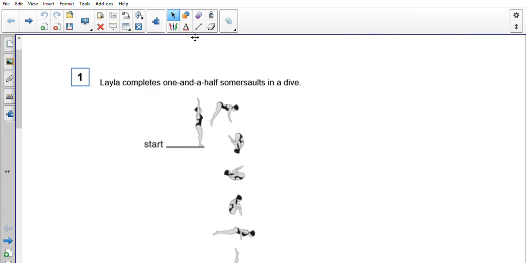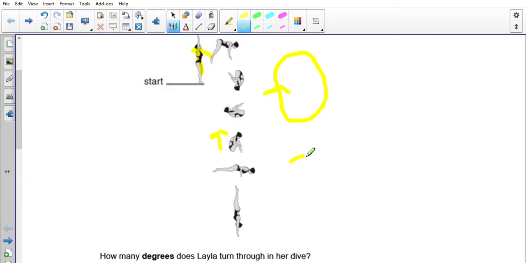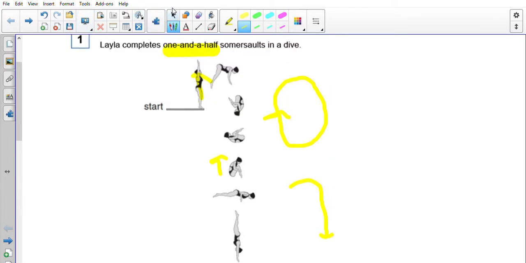Question 1, we have Layla completing 1.5 somersaults in a dive. Again, all sorts of clues in the text here. 1.5. We've got a somersault. If you don't know what a somersault is, you can kind of work it out from here. Here she's facing upwards. Here she's facing upwards. That means she has done one full turn, and then she does another half turn to go from here to here. So we've got a full turn and we've got a half turn here.